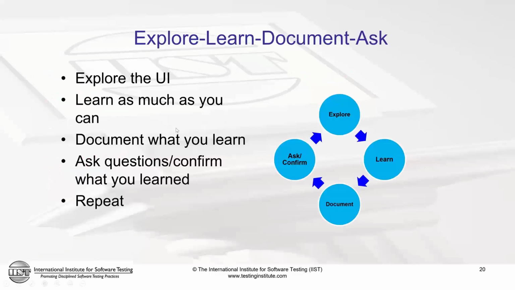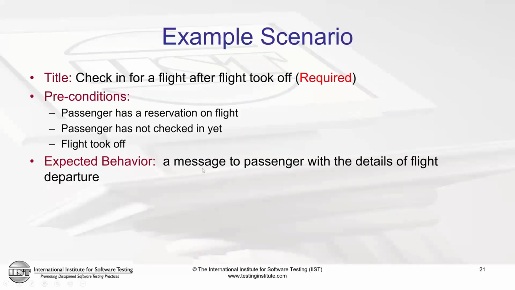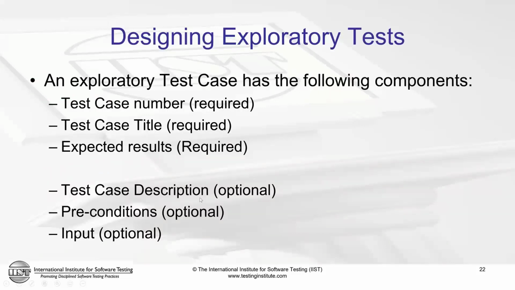Well, okay, write that down. Sorry. Then write down here: the passenger should get a message that the flight departed already. Okay, that's what we expect. If we get that, then we're okay. So that's a scenario in exploratory testing.